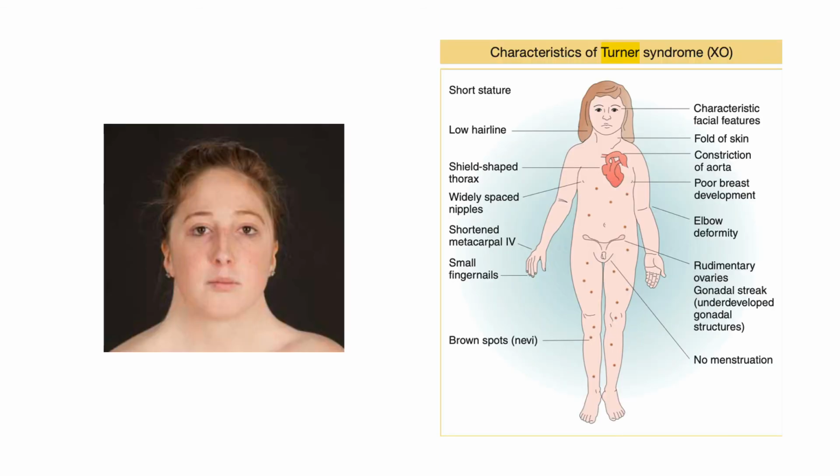The image of a girl on the left with Turner syndrome shows the distinct webbing of the skin at the neck region. Aside from this, girls with Turner syndrome also have cardiovascular abnormalities, hearing impairment, and rudimentary ovaries.